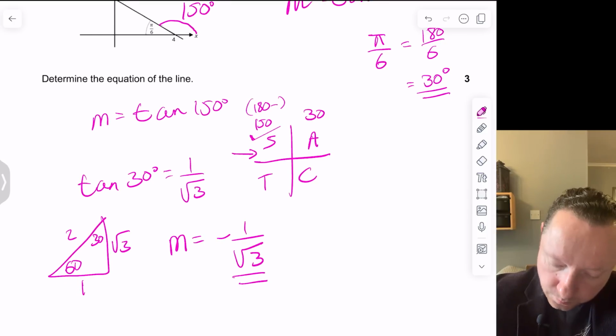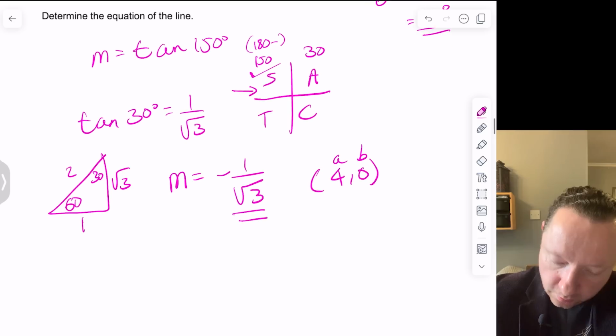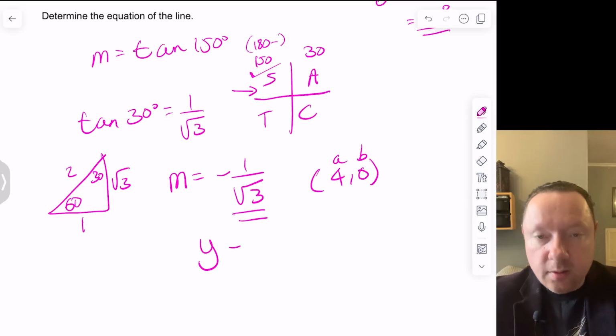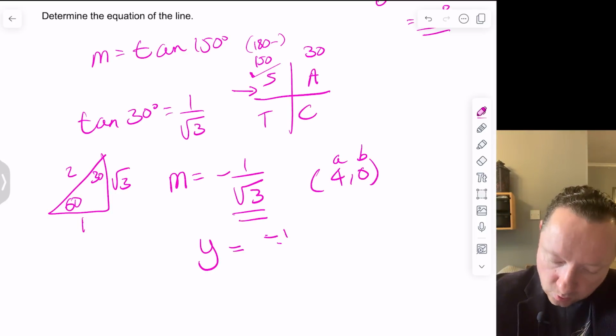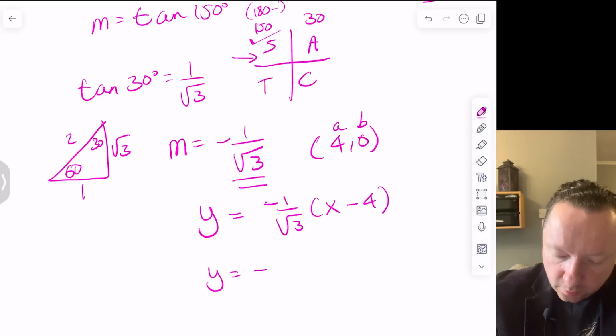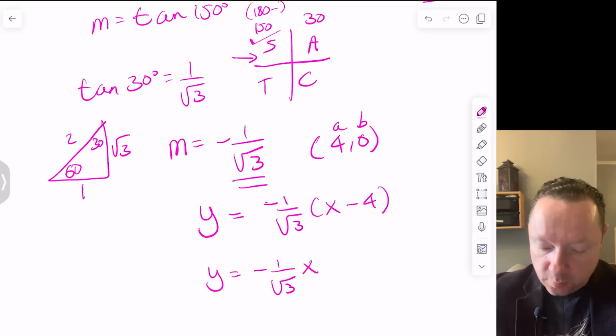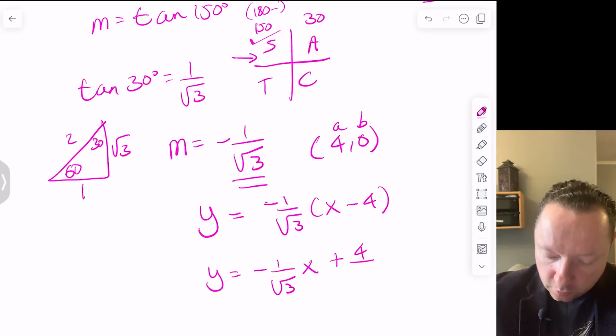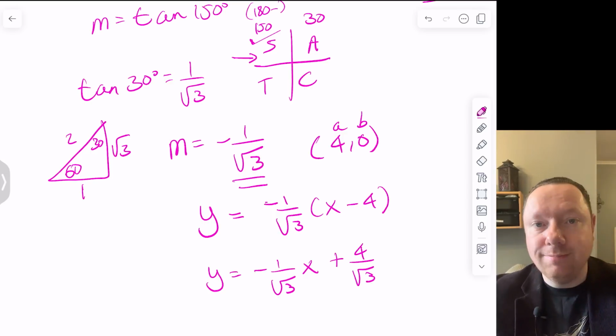And now we can do it. Our point is 4, 0. There's my a and b, if you're going to do it that way. y minus b, y minus nothing is nothing, equals m, minus 1 over root 3, times x minus 4. Expanding the brackets, we get y equals minus 1 over root 3 x, and a minus times a minus is a plus, so plus 4 over root 3, and we're done there.